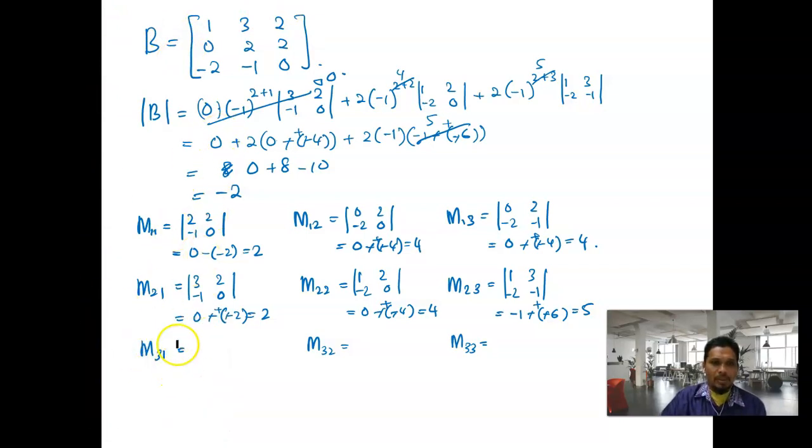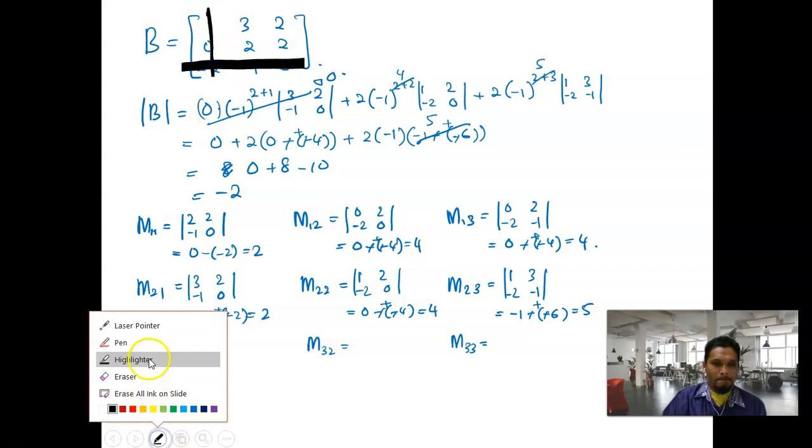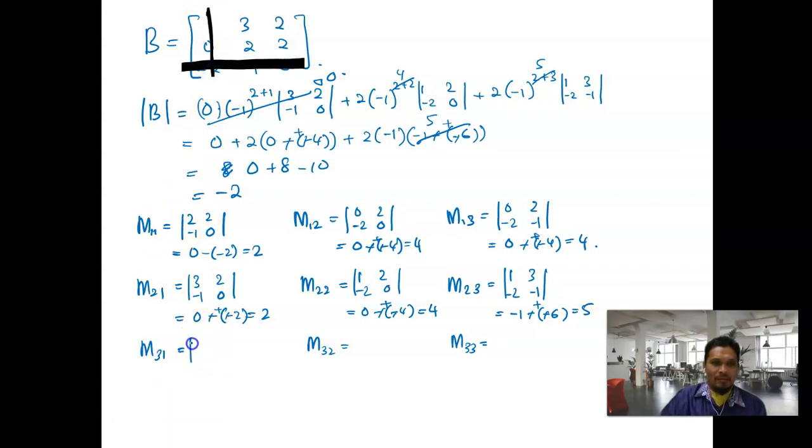okay, so hide the element in row 3 and column 1. So what we have here right now, we got 3, 2, 2 and 2. 3 times 2 equal to 6 minus 2 times 2 equal 4. 6 minus 4 equal to 2. Okay.